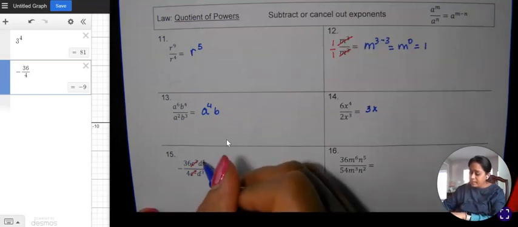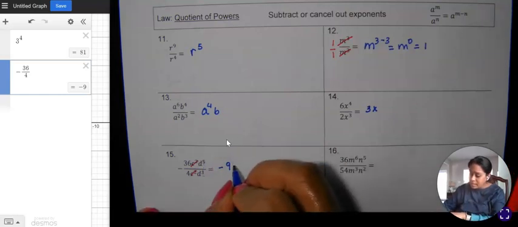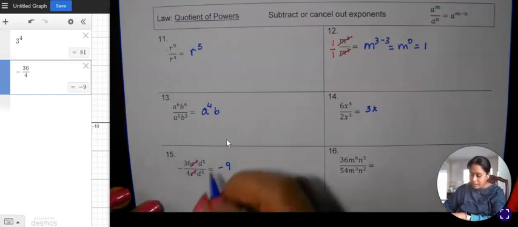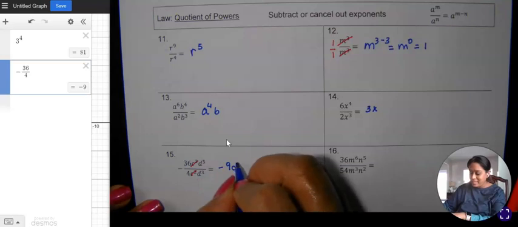And over here, 5 minus 3. And so the c part goes away. I don't have to bring anything over. But the d over here, 5 minus 3 is 2.